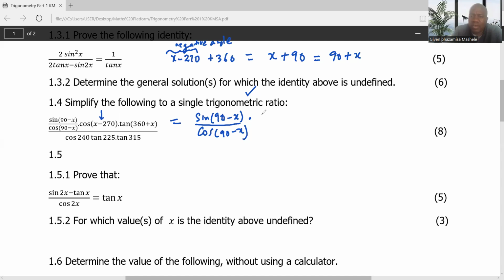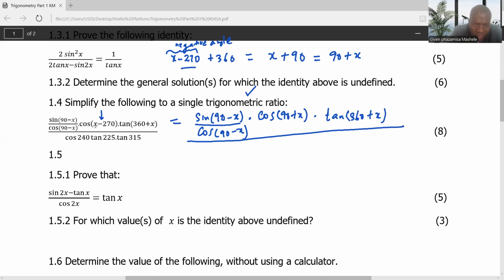Multiply by cos. I'm changing this expression here. It's the same as 90 plus x. I hope you're following. Multiply by tan of 360 plus. This is the reduction formula. Divide by, remember, we need to reduce these angles. First of all, we have 240. We have to reduce this by using special angles. Obviously, in most cases, you can use 270 since 240 is closer to it, but to avoid co-functions, let's use 180.